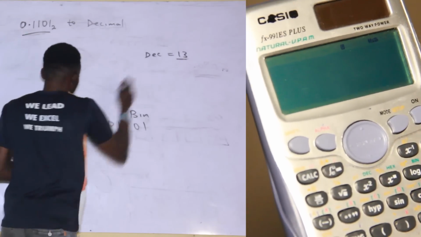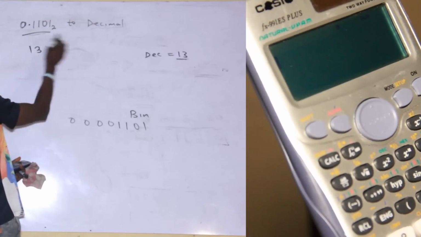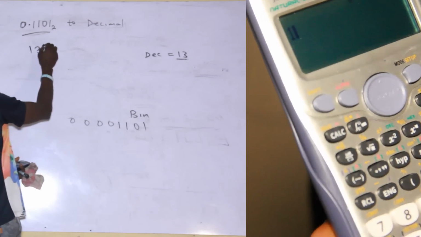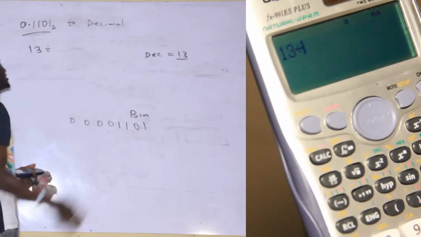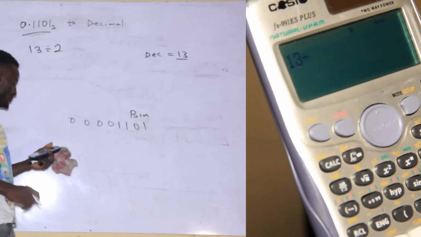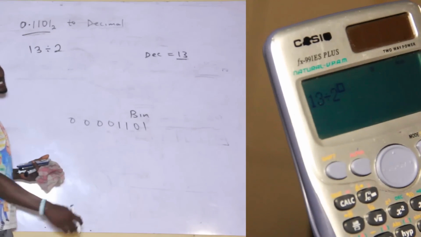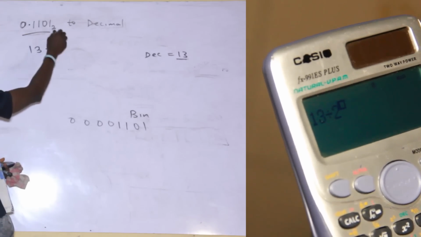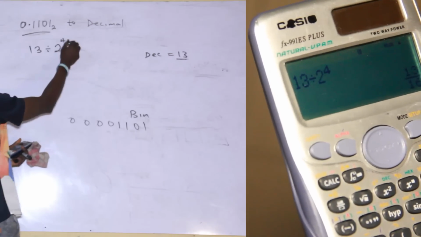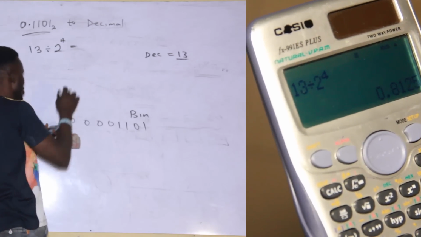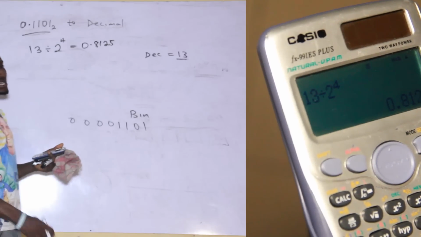Then take your value, which is 13. Don't forget the process is that you now press that value of decimal, then divided by where you are converting it from. That's base 2 now. So press 2, divided by 2, then raised to power. How many numbers are after the decimal point? That's 4 numbers. So that means it will now be raised to power 4. Then press equals to. You observe that the answer here is equal to 0.8125 when you express it in decimal.